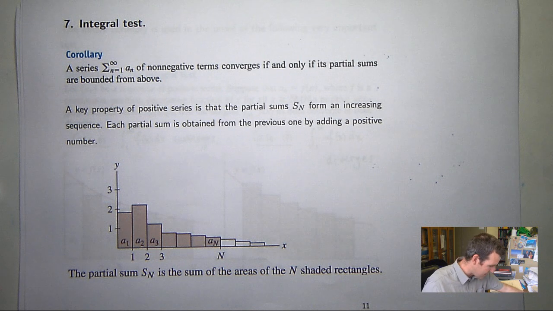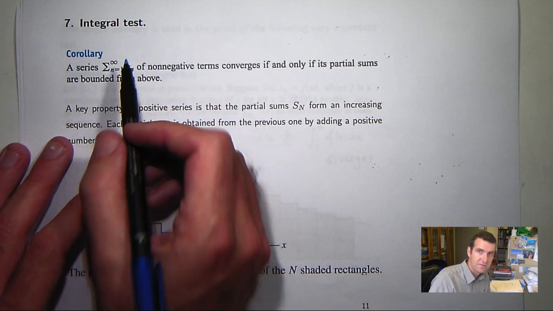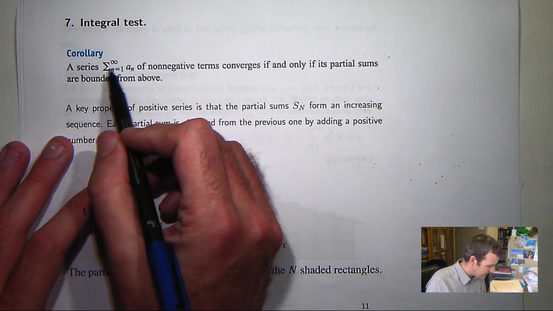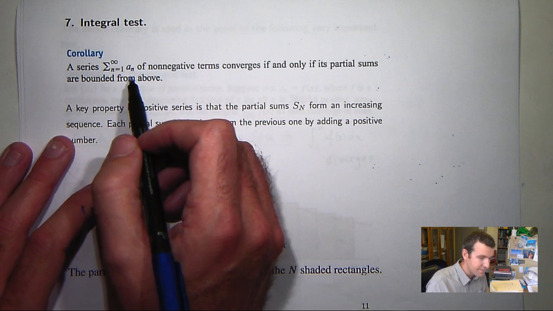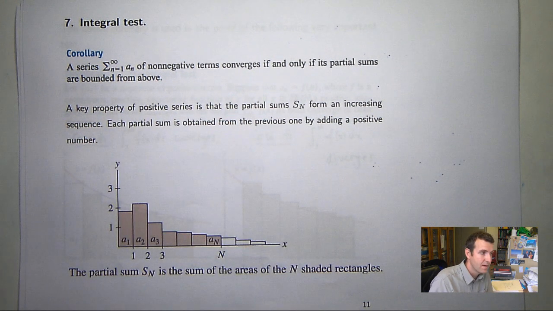Anyway, on to another very, very important test known as the integral test. Now, the integral test is going to be one of the fundamental tests that we're going to look at in this course, and basically it relies on the fact that a series, sigma a sub n, of non-negative terms converges if and only if its partial sums are bounded from above. Now, we're going to be mostly concerned with series with positive or non-negative terms.